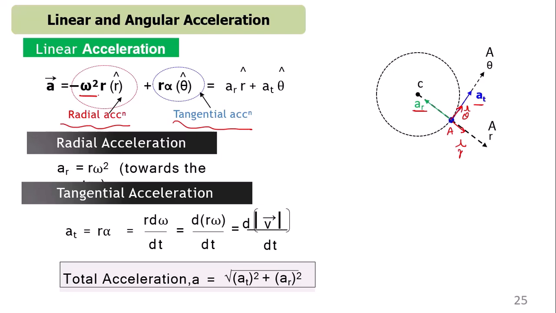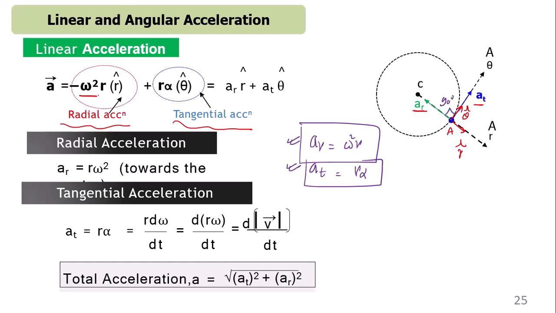Now what is the AR quantity? AR is given as omega square r, and the direction is negative, that means always toward the center. And AT is basically r into alpha, the tangential acceleration. So there are two components of acceleration, and the angle between them is 90 degrees. So the resultant acceleration is the root of AT square plus AR square. Can I say that? Yes. That is the net acceleration.